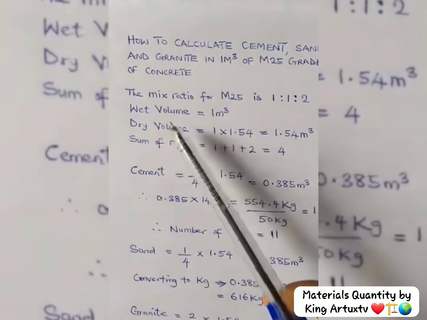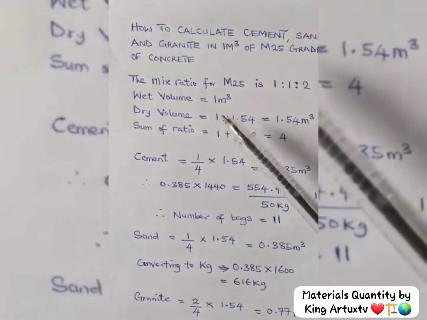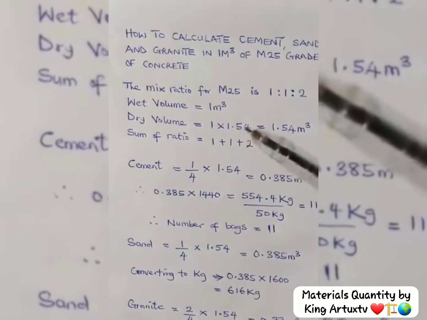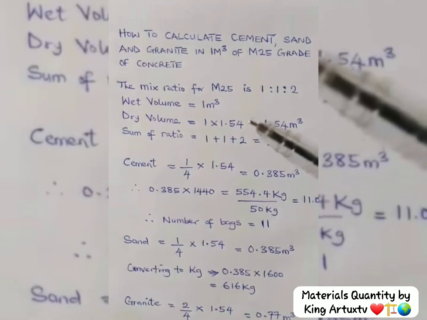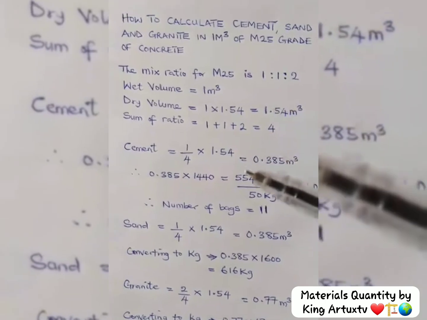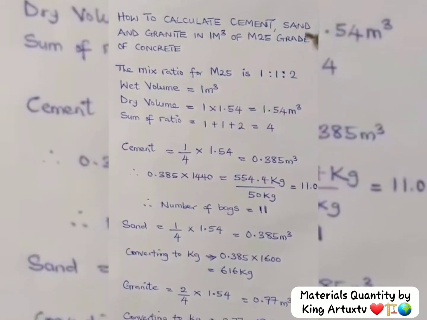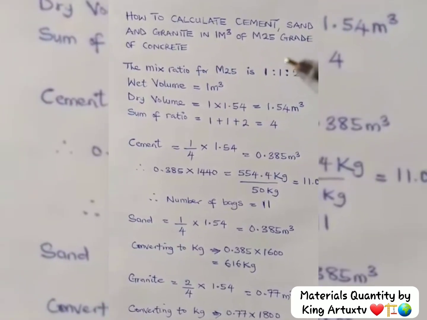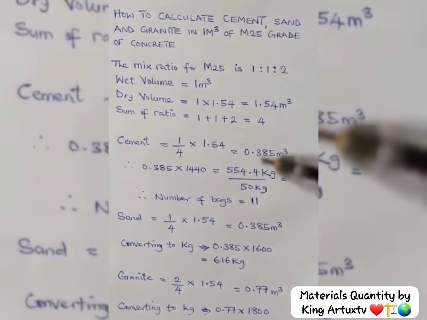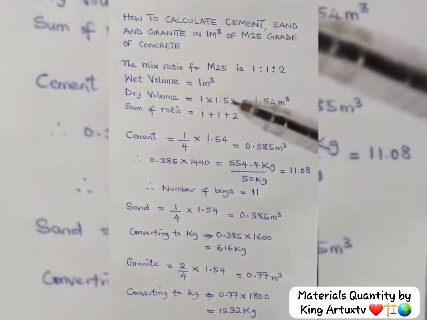Then the wet volume: we are considering 1 cubic meter. But most times, when you calculate the volume of where you want to do your concreting, you may have 5 cubic meters or 6 cubic meters. All you need to do is multiply that quantity in cubic meters by the outcome of what we are going to compute for M25.